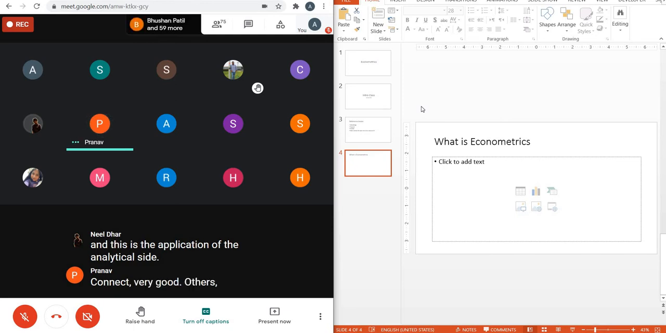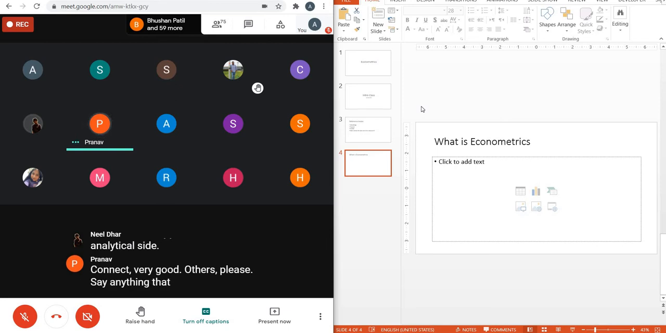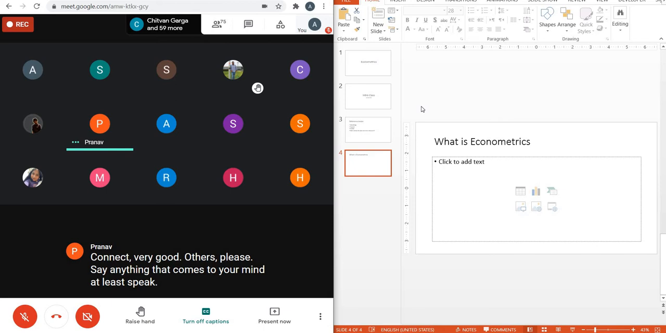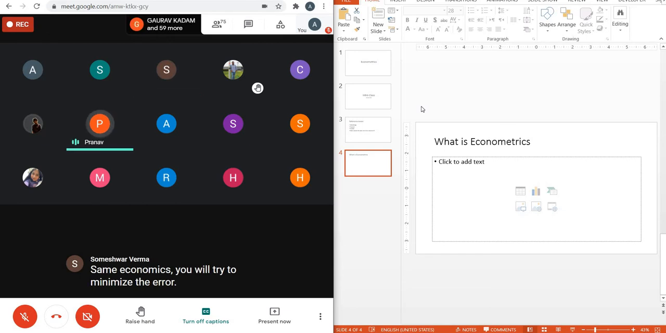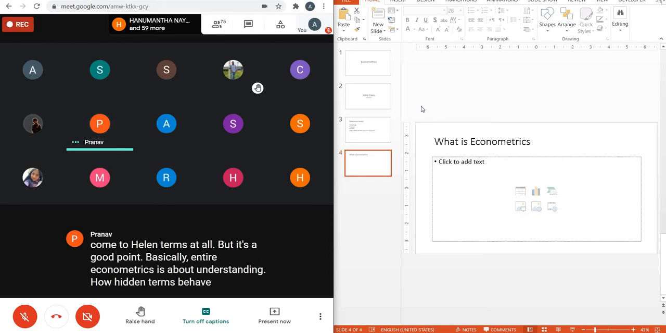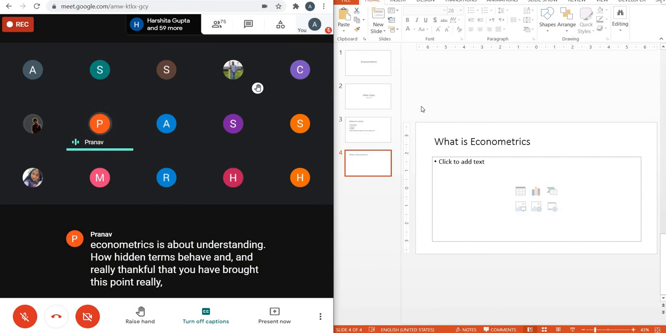Others, please say anything that comes to your mind. At least speak. So in econometrics, we usually try to minimize the error term. Very good point, but we have not come to error terms at all. But it's a good point. Basically, entire econometrics is about understanding how error terms behave, and I'm really thankful that you have brought this point.